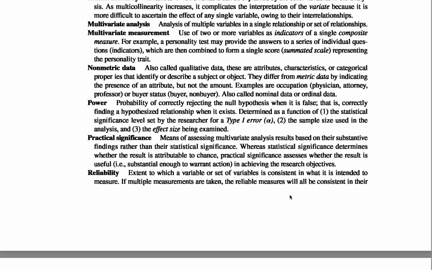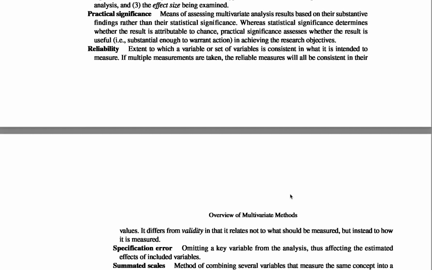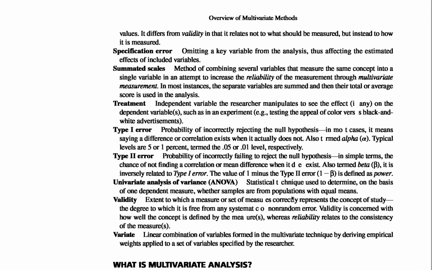Reliability: the extent to which a variable or set of variables is consistent in what it is intended to measure. If multiple measurements are taken, reliable measurements will all be consistent in their values. It differs from validity in that it relates not to what should be measured but instead to how it is measured. Specification error: omitting a key variable from the analysis, thus affecting the estimated effect of included variables.